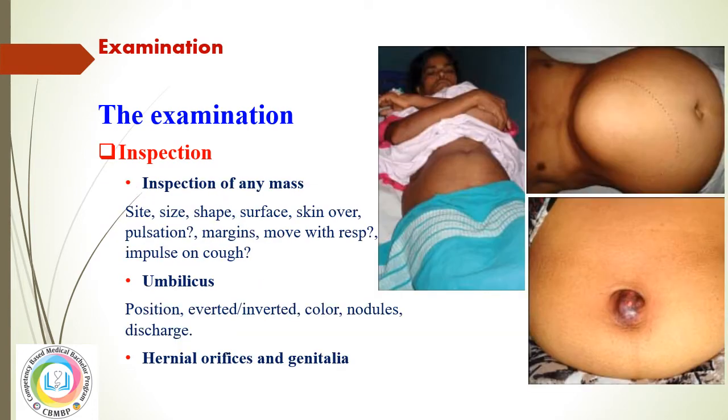Inspection of the mass. At first, I confirm the position of the mass. Is it intra-abdominal? Is it anterior to the abdominal wall? I mean in the skin and subcutaneous region, or arising from the abdominal wall muscles. This can be confirmed by the test that we see in this photo when we ask the patient in this position to elevate the head and the shoulders.